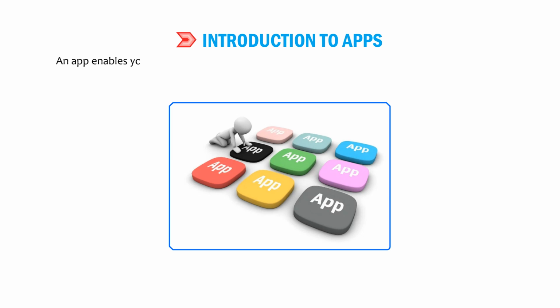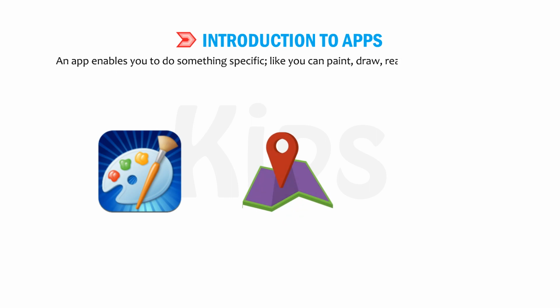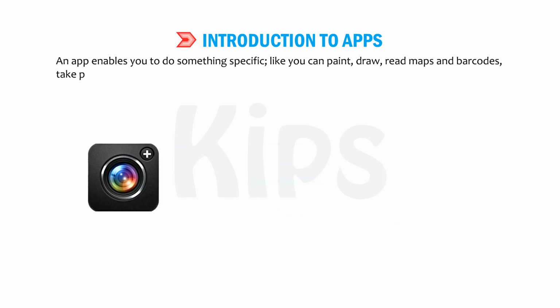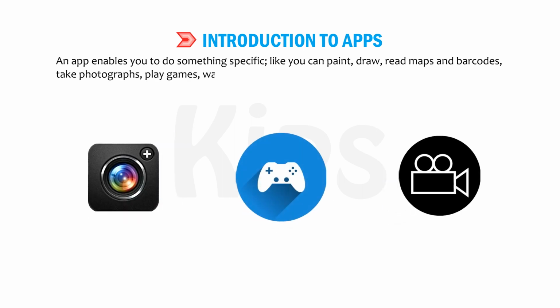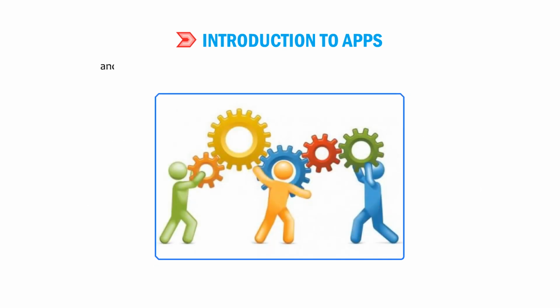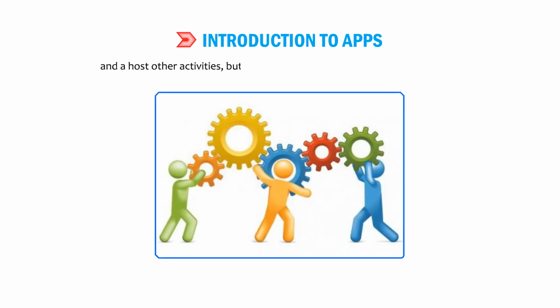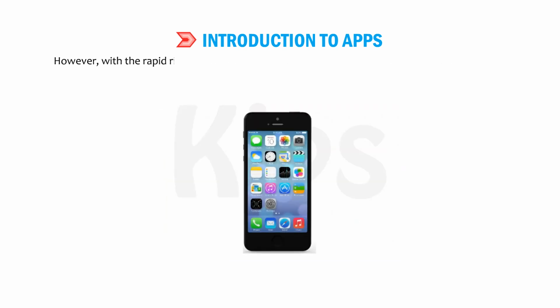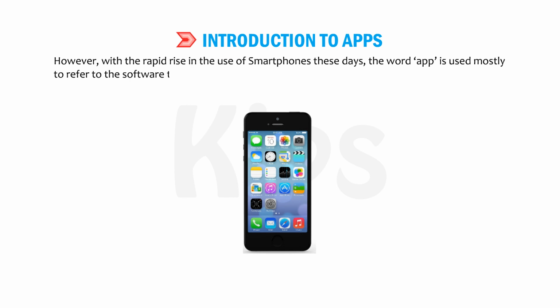An app enables you to do something specific, like you can paint, draw, read maps and barcodes, take photographs, play games, watch and edit videos, and host other activities, but within the technical limitations of your device. However, with the rapid rise in the use of smartphones these days, the word app is used mostly to refer to the software that runs on mobile phones.